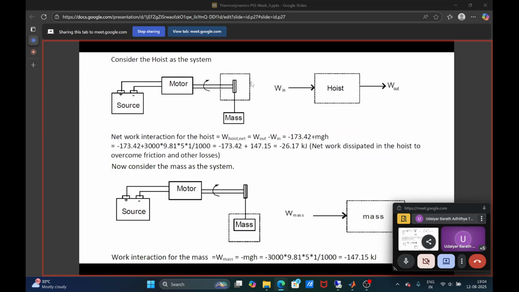And then comes the hoist. In case of the hoist, it is W out minus W in. W out is minus 173.42 and W in is mgh. So what you get is a net of minus 26.17 kilojoules. That is the work we dissipated in the hoist.